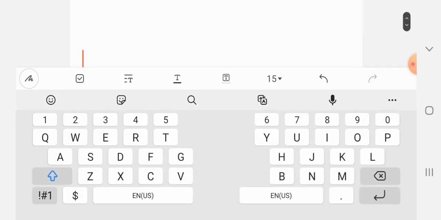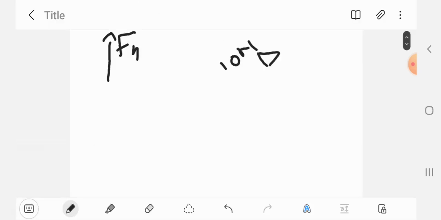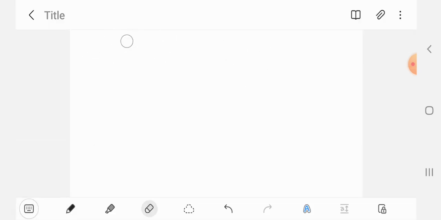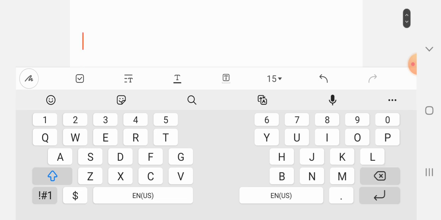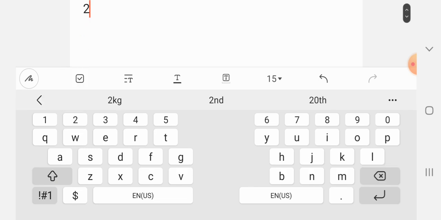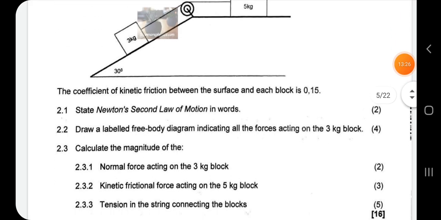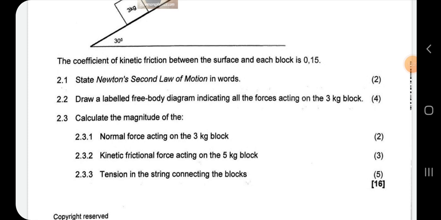Now we're going to try to answer this question. Let's state Newton's law in words. Before that, let me erase that so that we can say 2.1. Newton's second law in words says, okay, so 2.1 says state Newton's second law of motion in words.